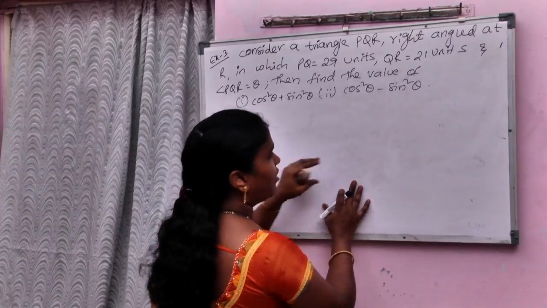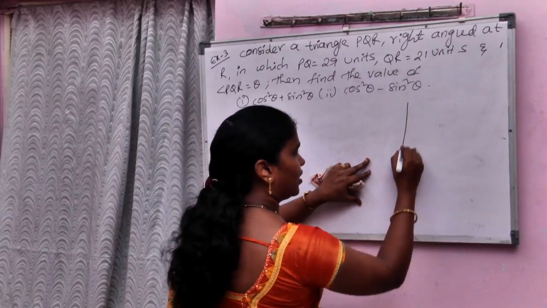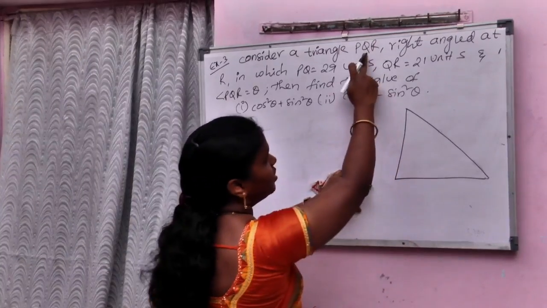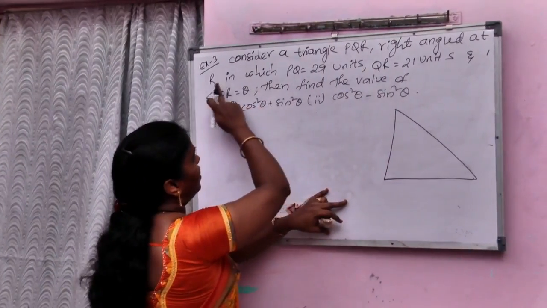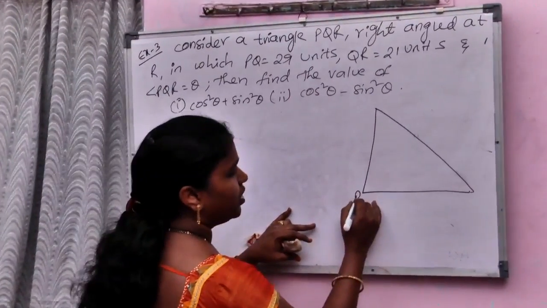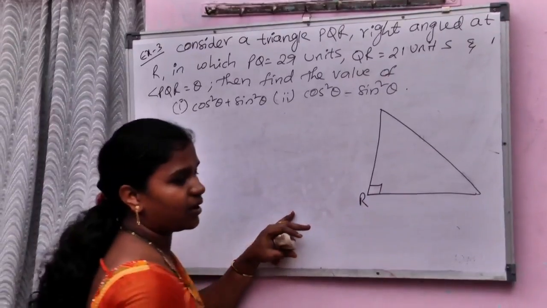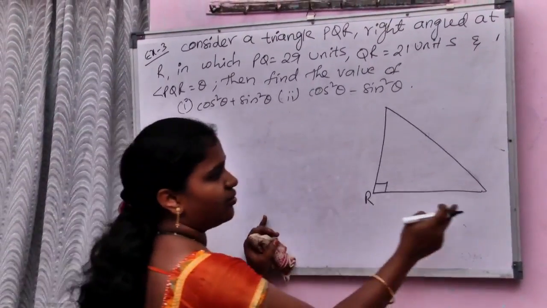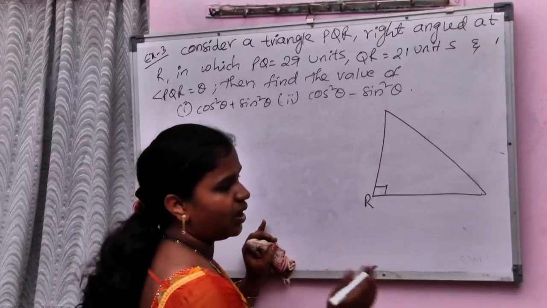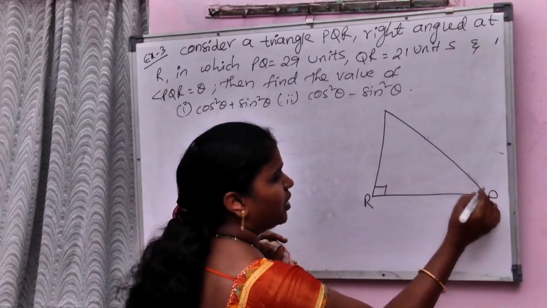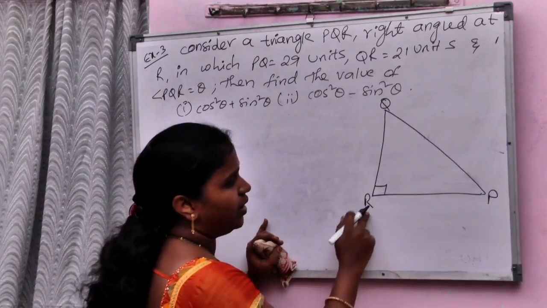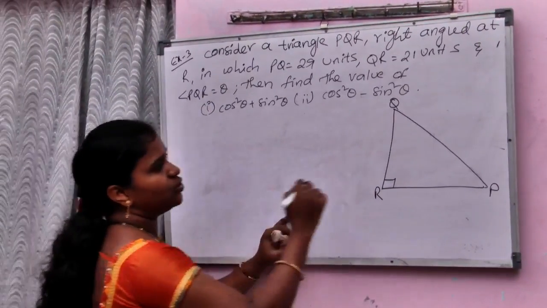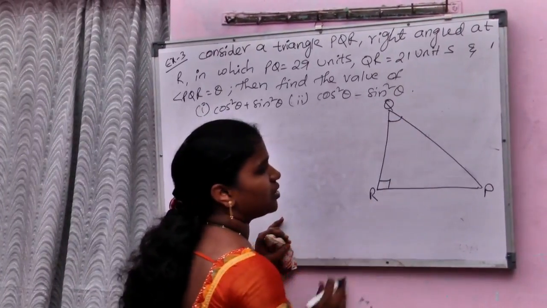So for this we have to consider a right angle triangle. Let us consider a right angle triangle. What triangle do we have to consider? PQR, and the right angle is given at R. So R should be here. This is a right angle triangle, and PQ length and QR length are given. So I have to take the other two sides as P and Q. If I take P, Q, R, right angle is mentioned at R, and the acute angle should be taken at Q. So this is the acute angle.